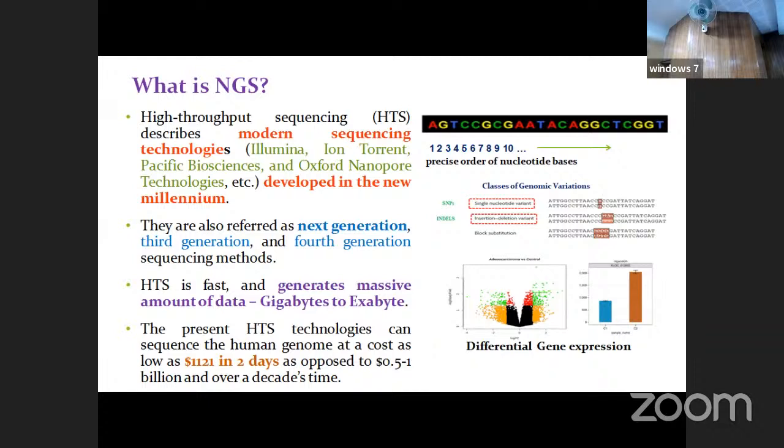Once you are sequencing a genome, you would like to see what the differences are. That is called variant calling. The NGS technology we use to identify those precise differences in the genome is called variant calling. Through variant calling, we will find SNPs, single nucleotide polymorphisms, or indels, that is insertions or deletions. You can see that in the first line in the SNPs, C changes to T.